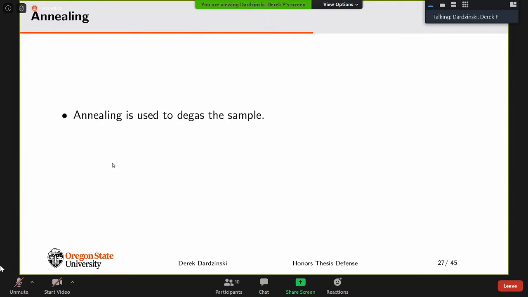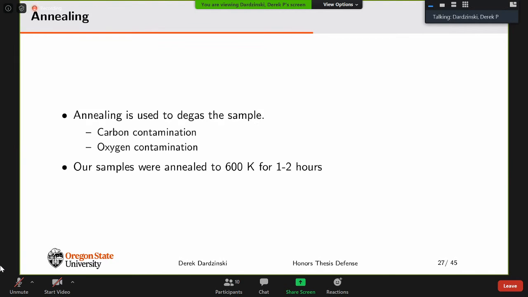And then finally, we annealed our samples, and this is used to degas the sample, so it removes any carbon contamination and oxygen contamination on the surface. Our samples were annealed to 600 Kelvin for about 1 to 2 hours or longer, depending on how much contamination was on our surface.